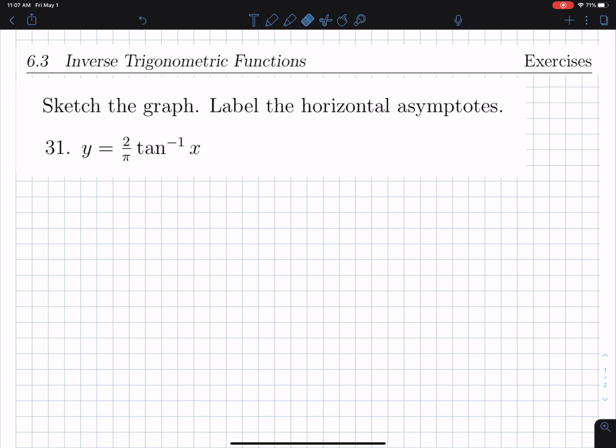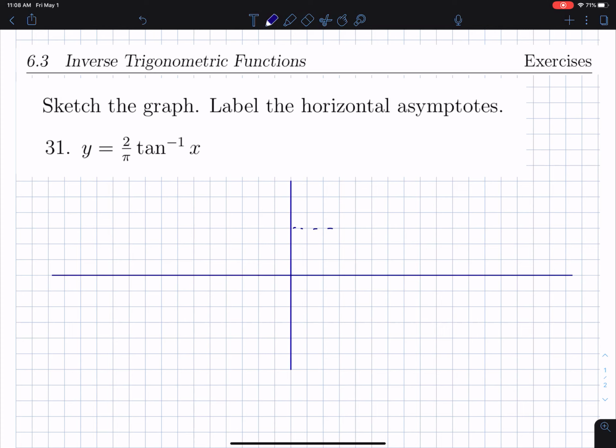Okay, what we're going to do here is sketch the graph of y equals 2 over pi tangent inverse x. To start this, I am going to quickly sketch the graph of y equals tangent inverse x. So this is not just tangent inverse x, it has 2 over pi multiplied there.